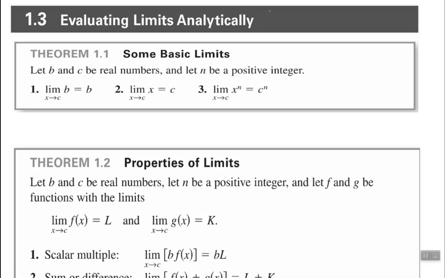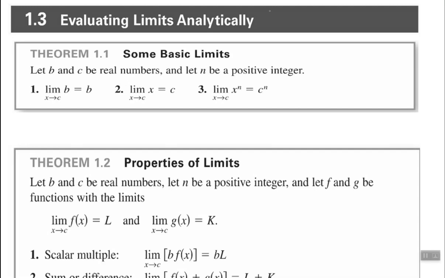Hope all is well. In this video, we are going to look at evaluating limits analytically. So Theorem 1.1 here, some basic limits. Let b and c be real numbers and n be a positive integer. The limit of b, some real number b, as x approaches some number c, is just going to be b.